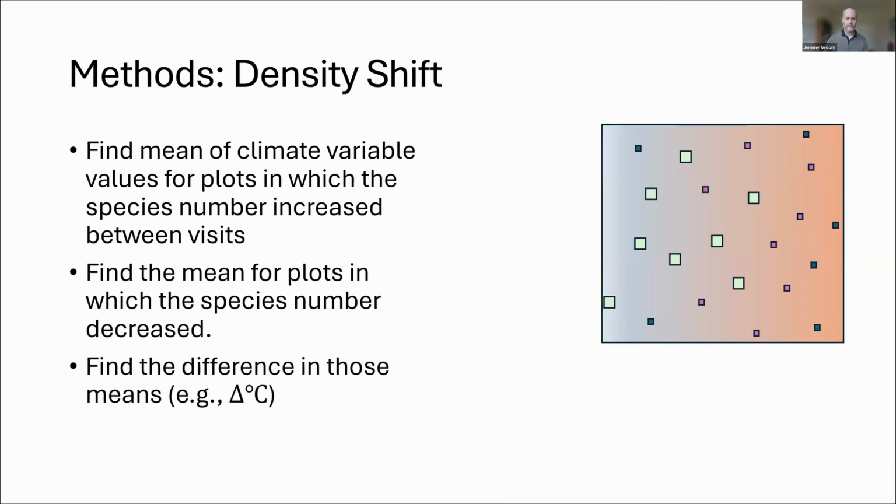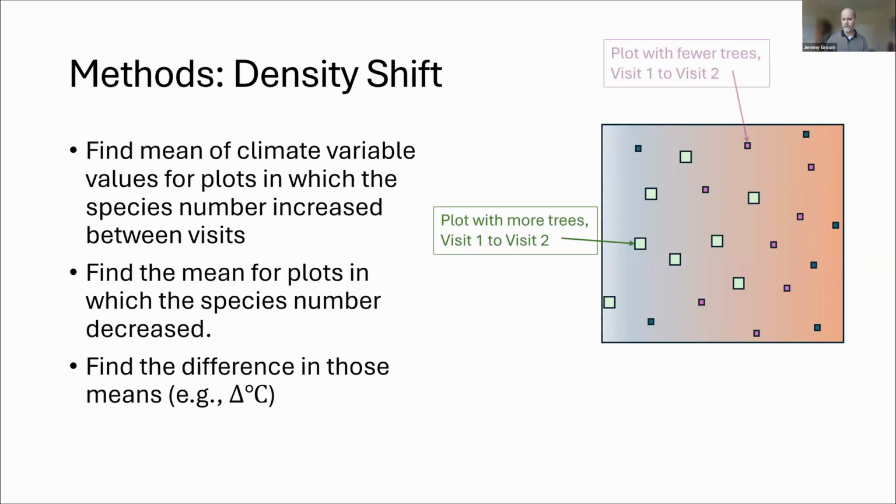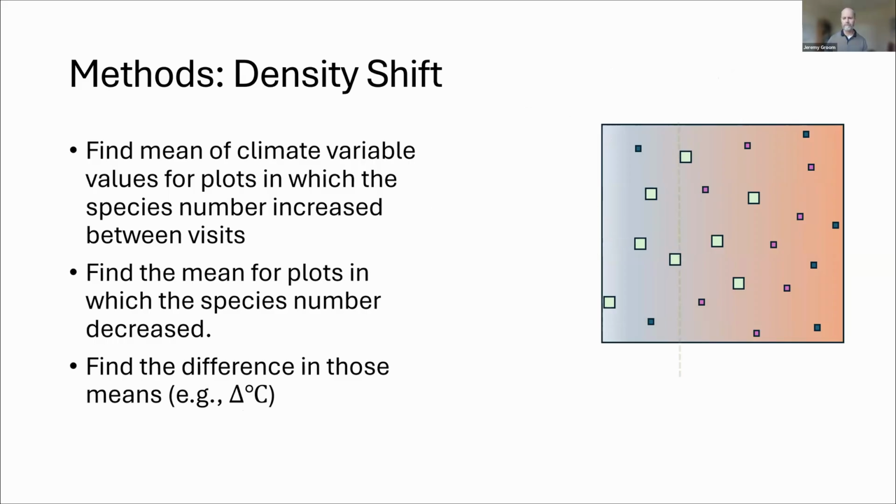For density shift, somewhat similar. We're going to find the mean of climate variable values for plots in which the species numbers increased and decreased. So here's that gradient again. And here's a plot that gained trees of a particular species, and the purples are plots that lost some individuals. So we find a mean for both. There's the one that gained, lost, and again, find their difference.